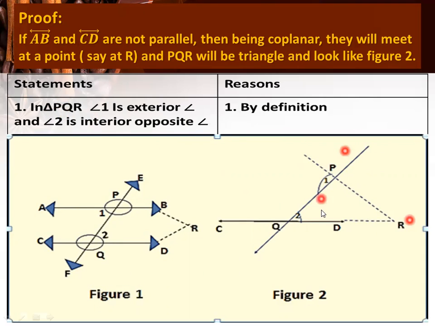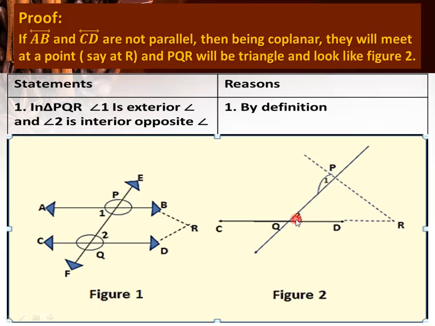Now, look at figure number 2. This is their conclusion according to the theorem that the lines are parallel. And what we are assuming? We are assuming that lines are not parallel. So we will consider figure number 2. And in figure number 2, as you can see here, this is your triangle PQR. This is your triangle P, Q, and R.